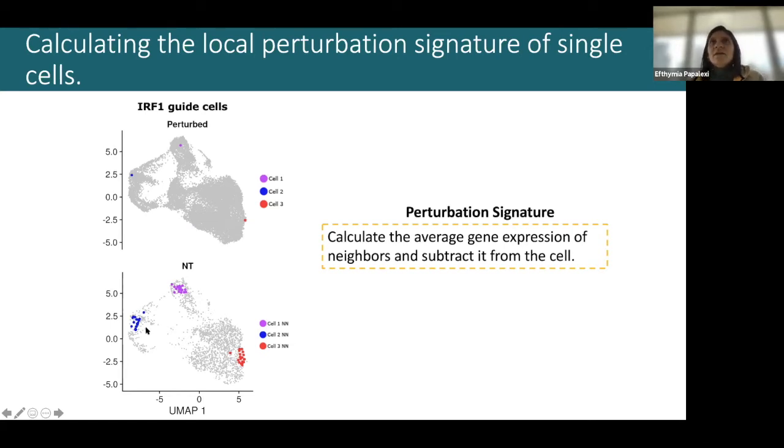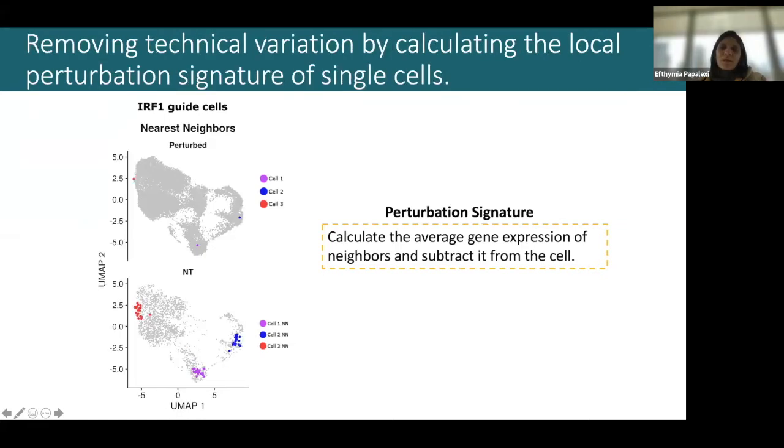Now, if the cells are sharing the same cell cycle phase, once we do that subtraction, the gene expression matrix for those cell cycle genes should end up being 0. So anything that would not be 0 would be specific to what the guide RNA the cell has received has caused.